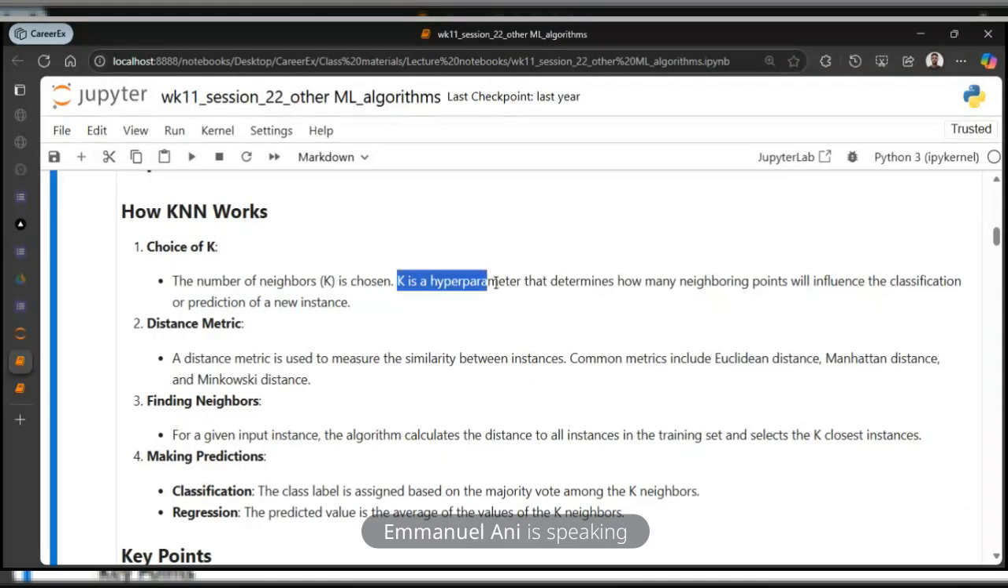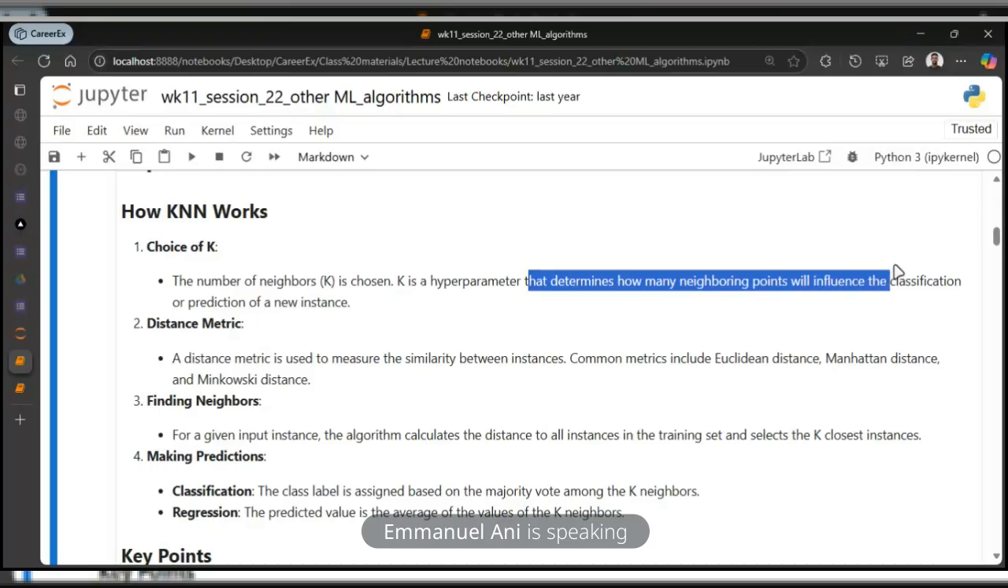If you just read here, you see that K is a hyperparameter that determines how many neighboring points will influence the classification or prediction of a new instance. Remember I told you a hyperparameter is a value that can influence the performance of your model. If you change your hyperparameter from one value to another, it can actually make your model better or make it worse. So you have to know how to tune hyperparameters.